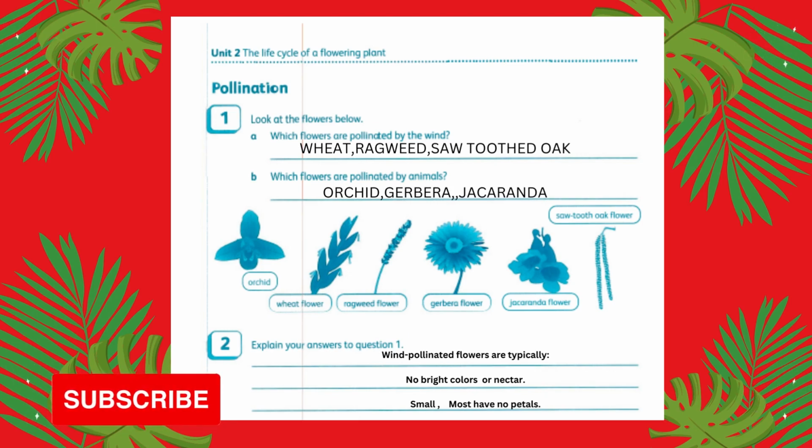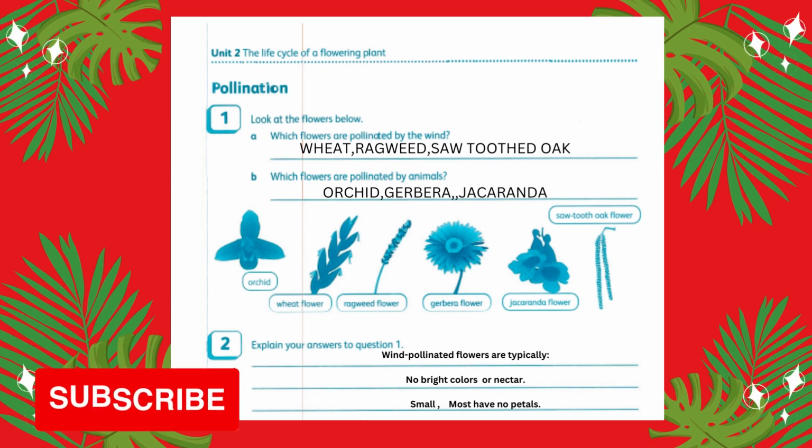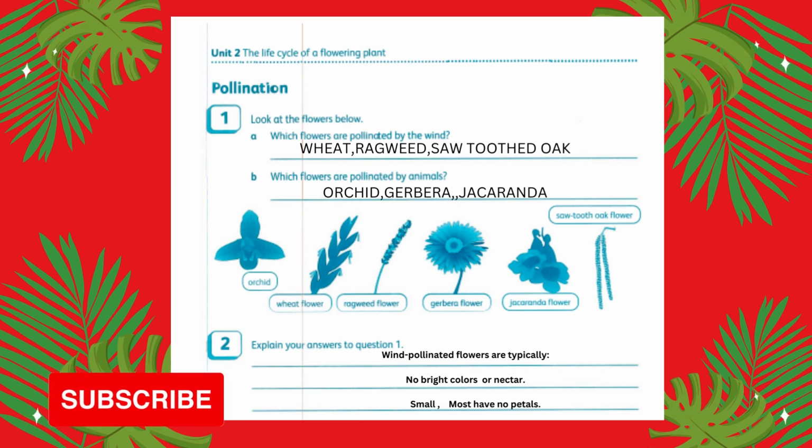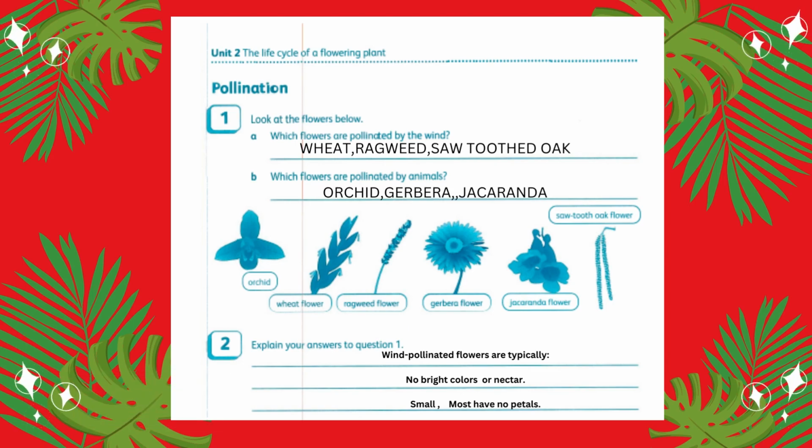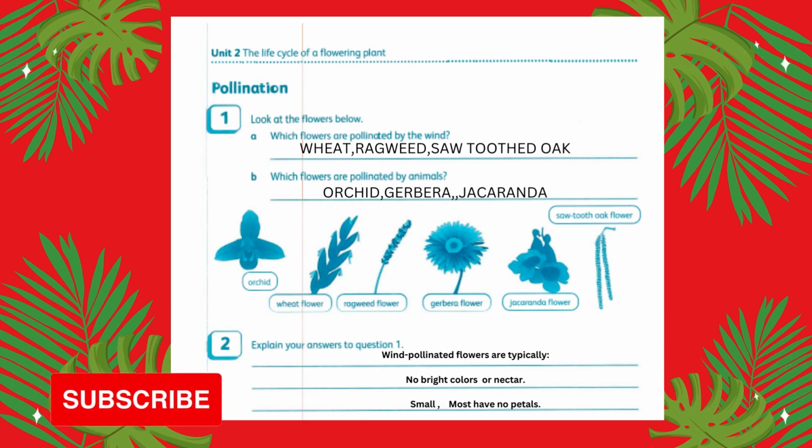are pollinated by animals. Number two, explain your answer to question one. Wind-pollinated flowers typically have no bright color or no nectar, are small, and most have no petals. So, vice versa, the plants that are pollinated by animals are brightly colored, have good scent, and are large.